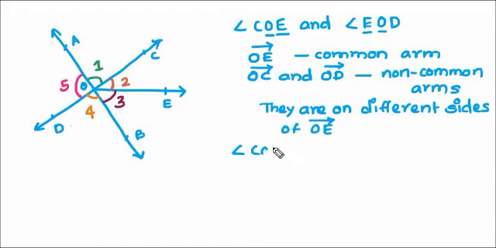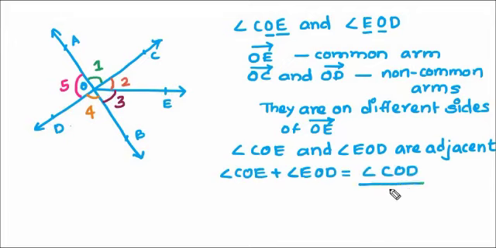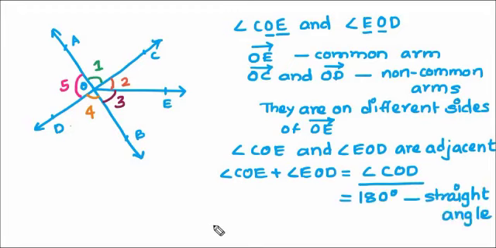And therefore these are adjacent angles. So the first condition is met. Now what is the second condition for being a linear pair? The second condition is that they should form a line when added. Now we see when we add COE and EOD, the corresponding angle we get is COD. And angle COD is a straight angle, which means it is 180 degrees. And therefore we can say angle COE and angle EOD are a linear pair.